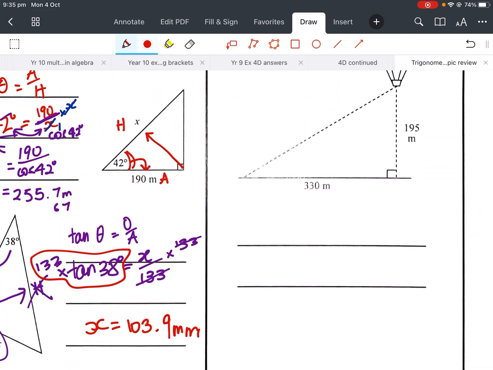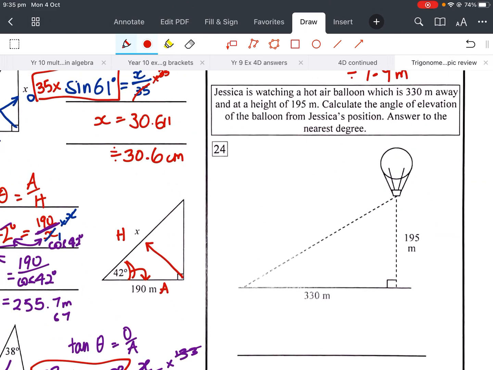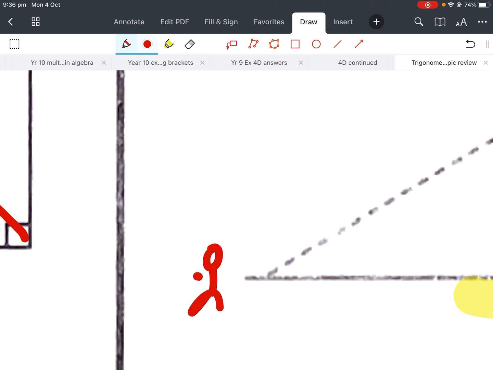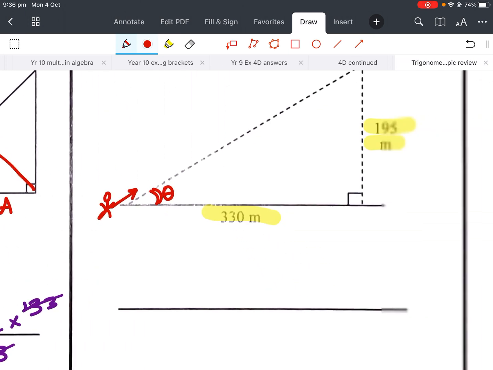And last but not least, beautiful. Jessica is watching a hot air balloon, which is 330 meters away. There we go. And at a height of 195, calculate the angle of elevation. So the angle of elevation, if you remember, is if you put your arm straight out. Elevate means to look up, and then you look up. So it's usually you're on the ground and you're looking up. If you pretend you're here and you're looking up, then this would be the angle of elevation. So we have to find that angle there.